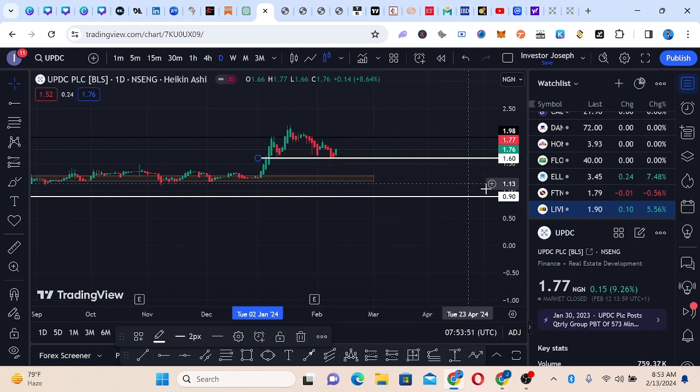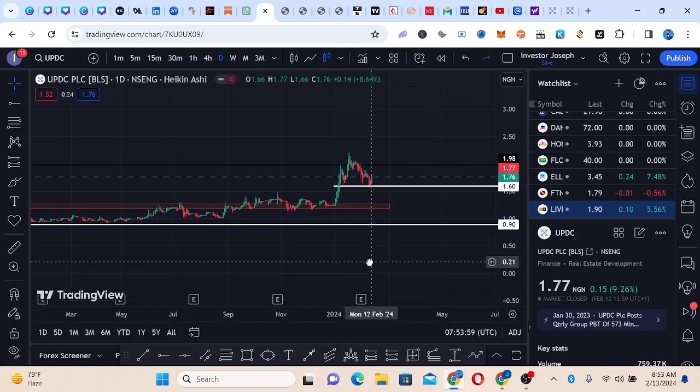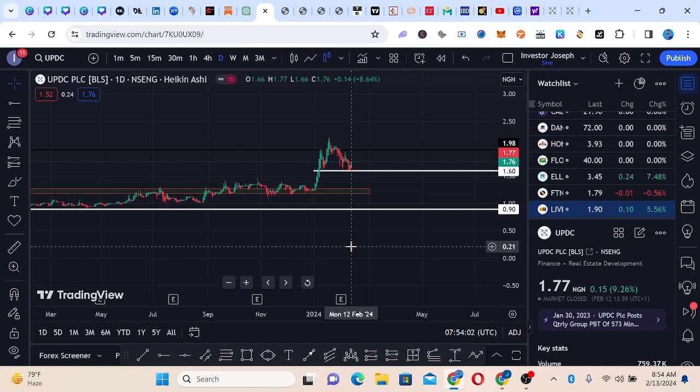So this dip, it's 161. It came down to 1 naira 61 kobo. That would have been a perfect entry, and that is where I want you guys to buy. So I want you guys to buy between 160 to 170, within that range, so that you will sell at 2. If you are buying at 160 or 170 and you're selling at 2 naira, you've made a good gain. You've made more than 20%. So that is what I want you guys to do.